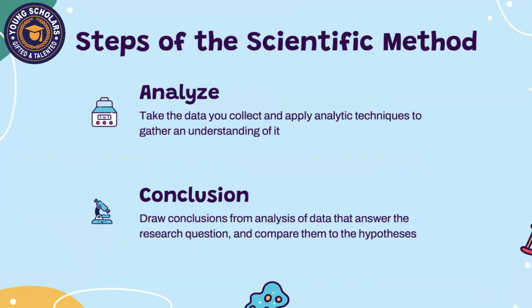Okay, so then the steps of the scientific method, the last two steps are going to be analysis and conclusions. Thinking about analysis, this is when you take the data you collect and apply analytic techniques to gain an understanding of it. As I said before, maybe I'm going to do a statistical analysis. Let's say I've gathered all my electric bills. Now I'm going to take those electric bills and graph them and compare them, and I'm going to draw conclusions.